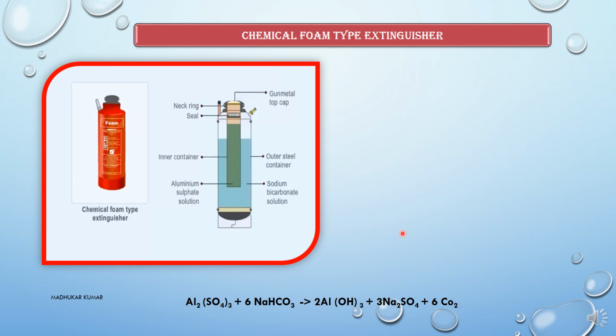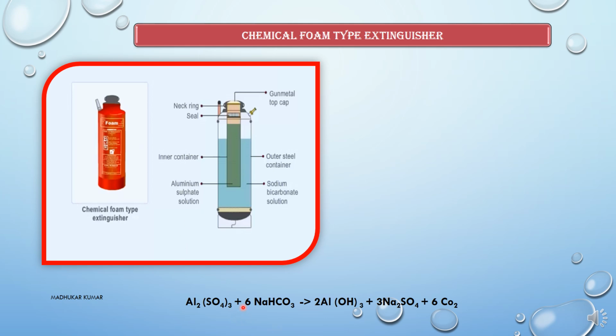And you know how to operate this one. This is the gunmetal cap, so you have to lift it and turn it, and then you have to make it upside down. So what will happen, the inner container content and the outer content both will mix together, and then you can see here this reaction will happen.